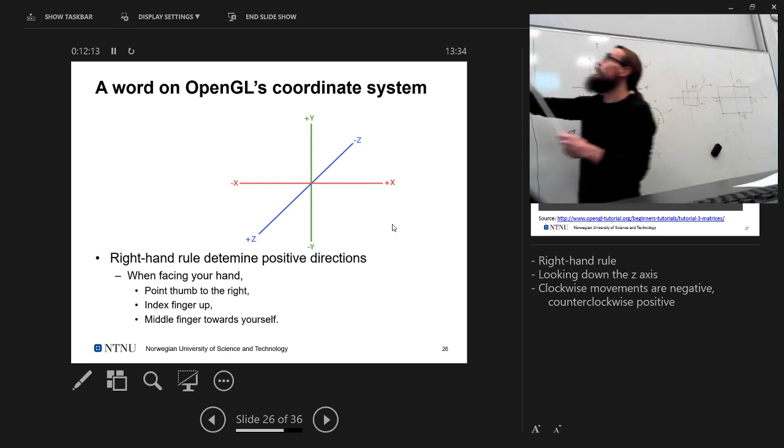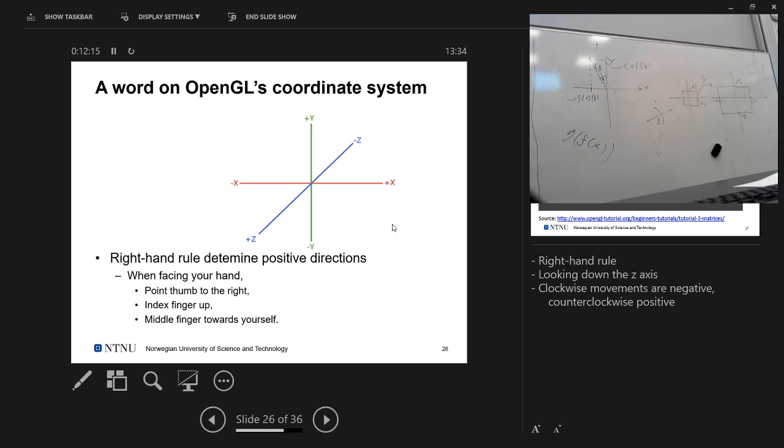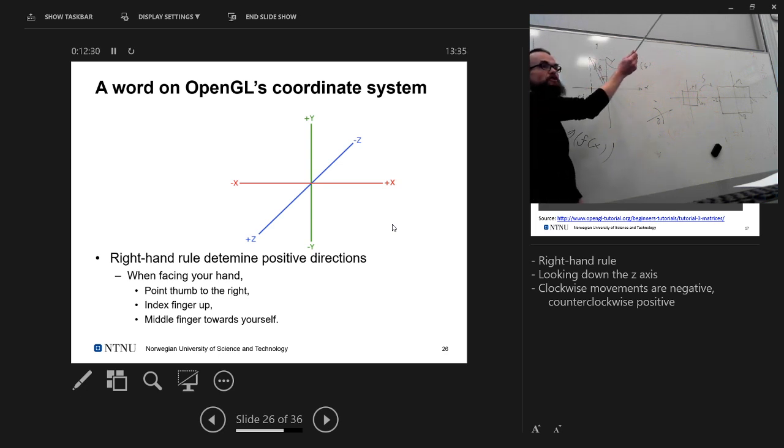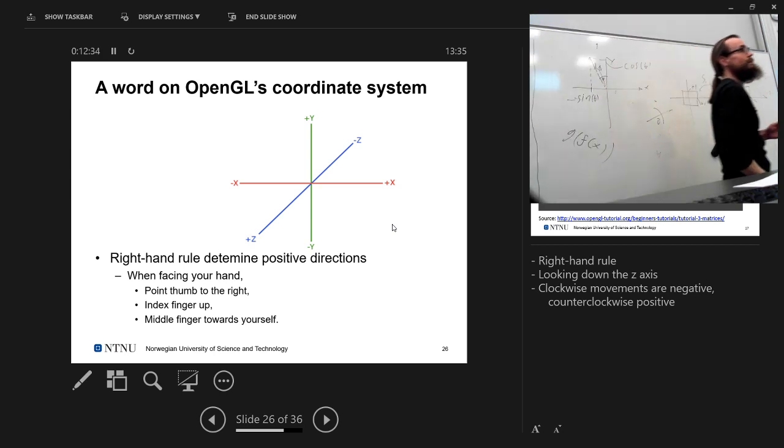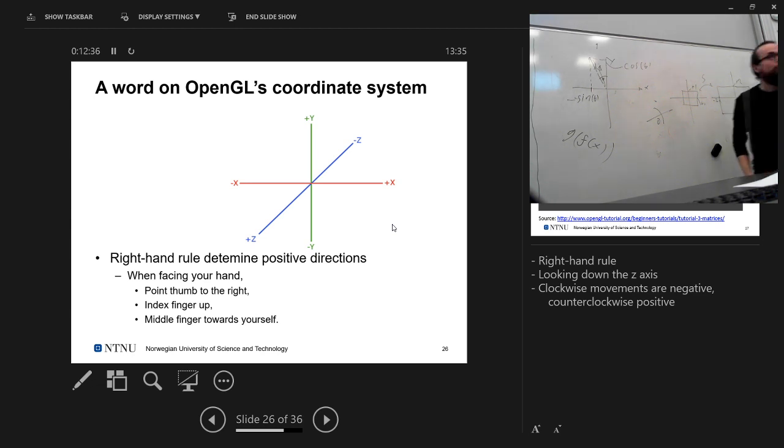And you can use the right-hand rule here. You point your thumb to the right, the index finger up, and then the z. These are all positive directions: positive X, positive Y, positive Z. So you can say if this is the XY plane, then this is your positive Z axis, right? And then you're looking in the negative Z direction. Okay?